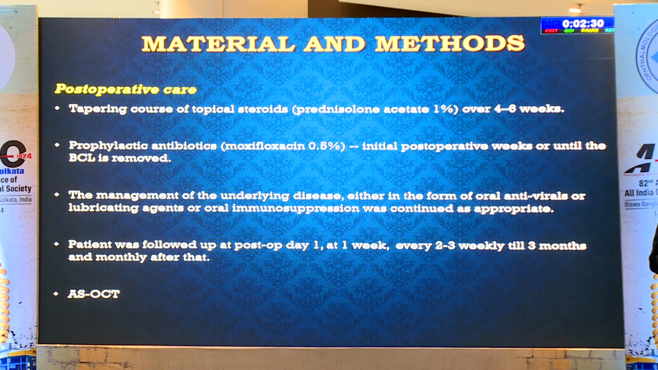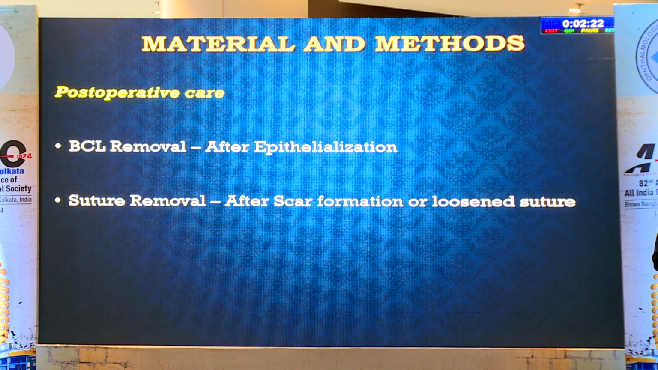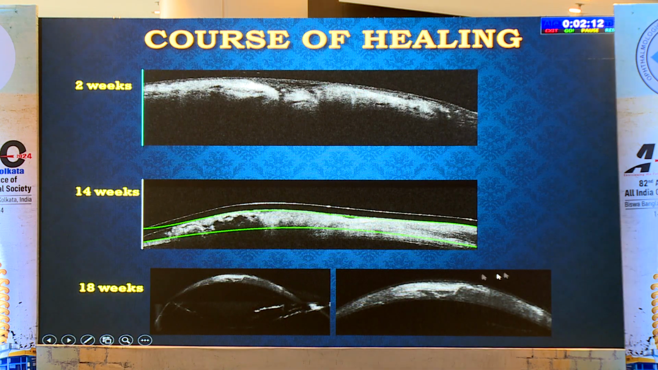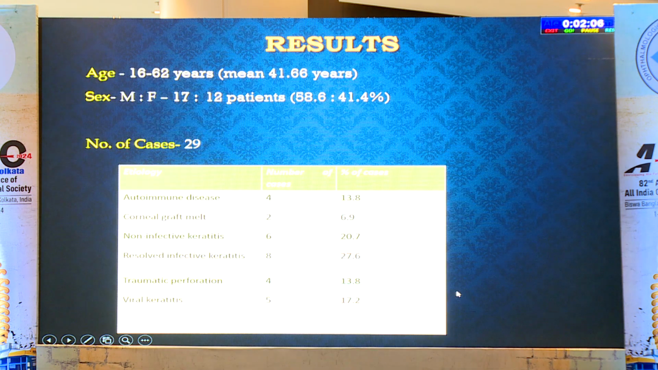Patient was followed up at post-op day 1, week 1, every 2 to 3 weeks for 3 months, and monthly after that, and ASOCT was done at each visit. BCL was removed after epithelialization, and suture removal was done after scar formation or if the suture got loosened. So this is the course of healing, and you can see in the postoperative period, ASOCT shows integration of Tenon's tissue in the corneal tissue with the formation of a scar.